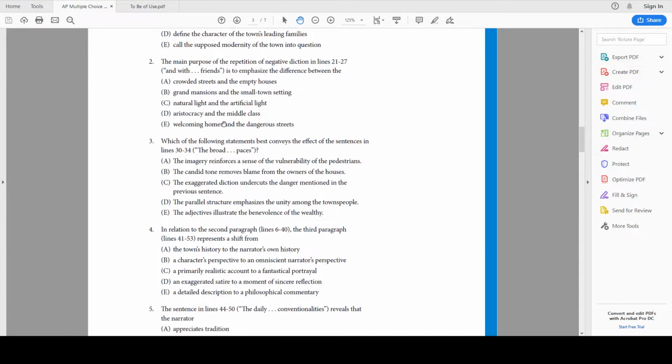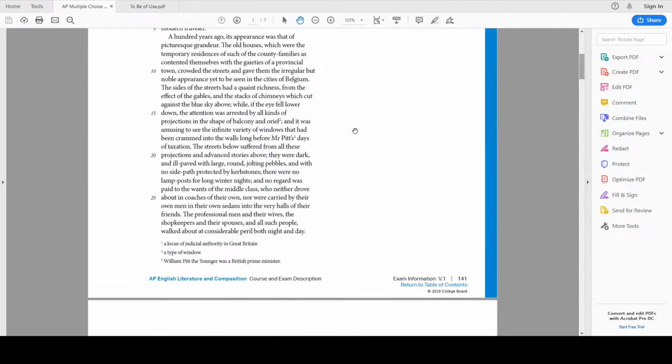Number 2, the main purpose of the repetition of negative diction in lines 21 through 27 is to emphasize the difference between... so let's read it, lines 21 through 27.